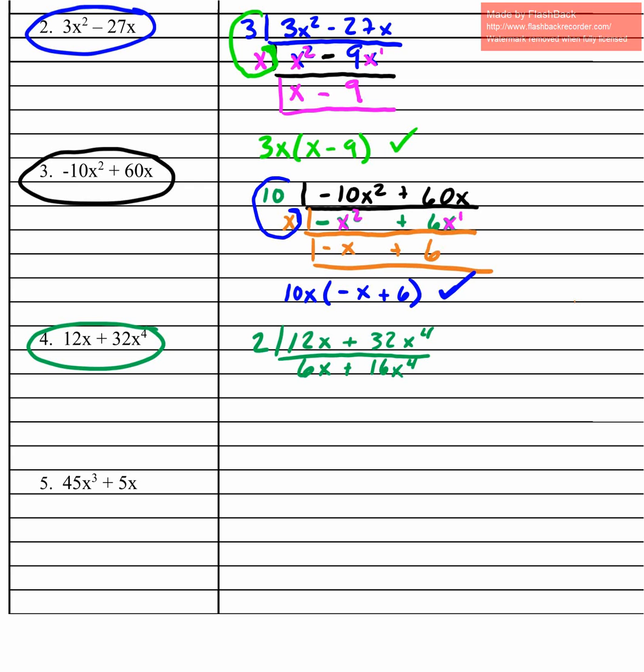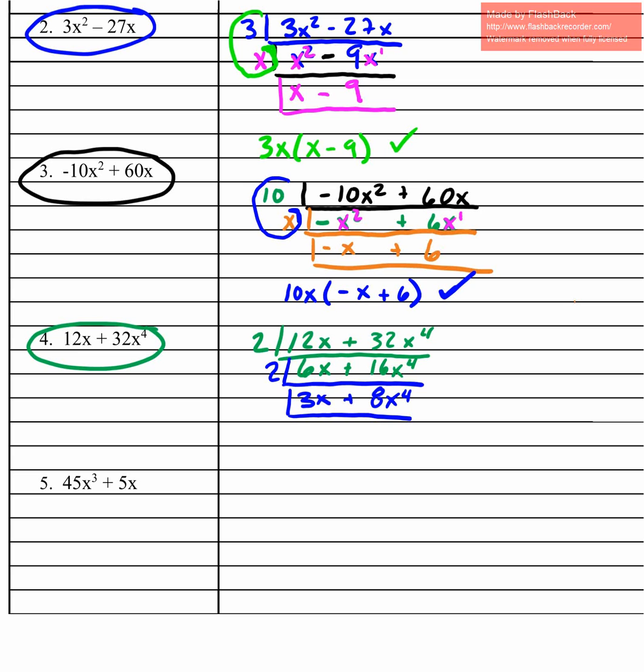If you look at them again, both are even. So I can take out another 2. 6 divided by 2 is 3. And 16 divided by 2 will give me 8. And so when I look at this row now, nothing will go into 3 and 8, so I'm done.